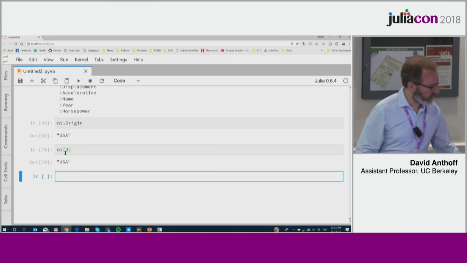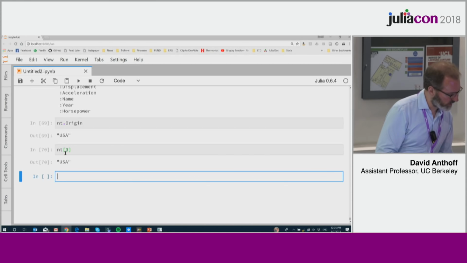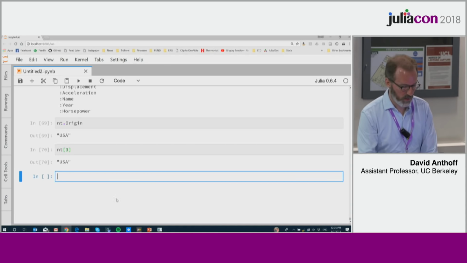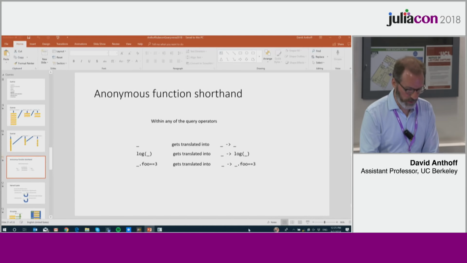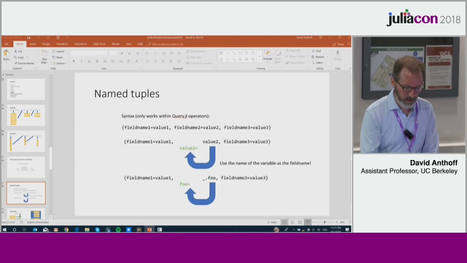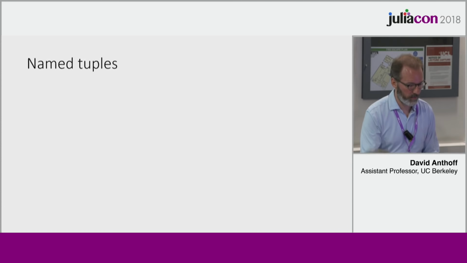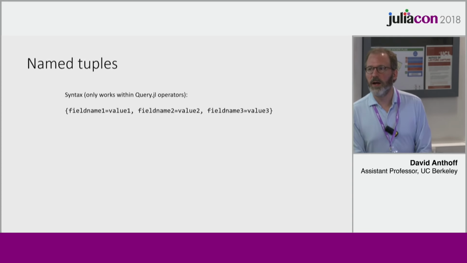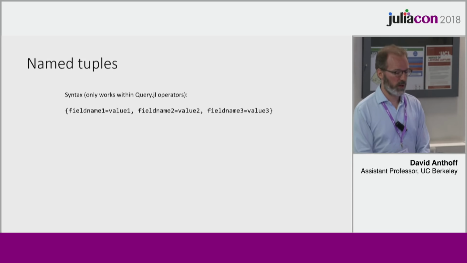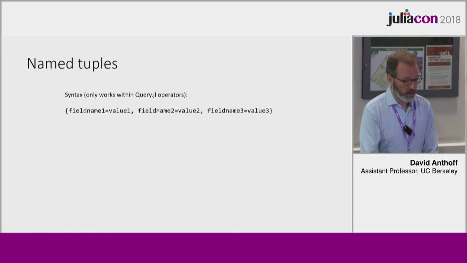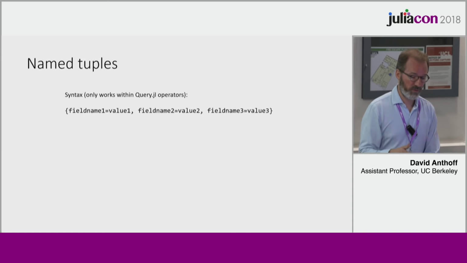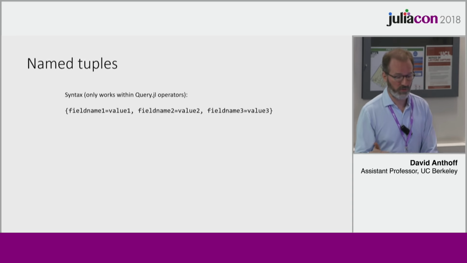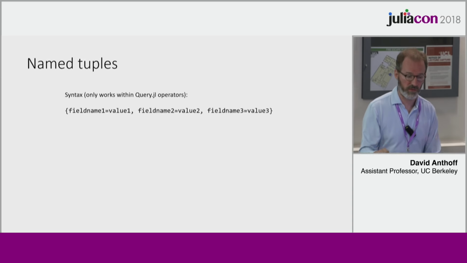So the next story is there's a shortcut syntax within query to create named tuples, and you mostly use that within a map. It works the following way. If you use curly brackets within a query operator, it will create a named tuple. The syntax is as follows: you say field name equals the value, field name equals the value, and field name equals the value. This would create a named tuple with 3 fields. The first field would be called field name 1, the second field name 2, the third field name 3, and so on. And then you assign values to these specific fields.